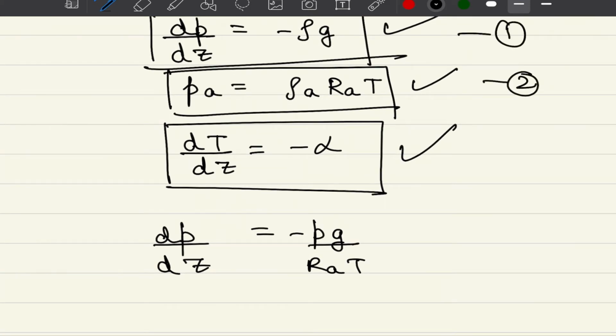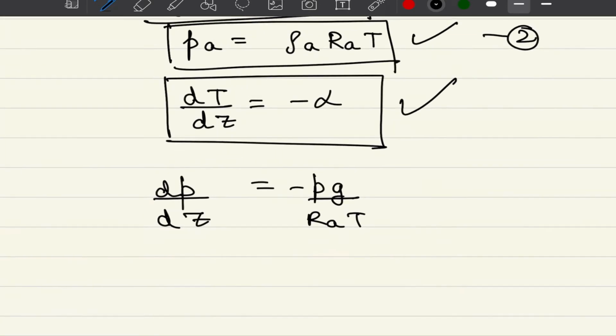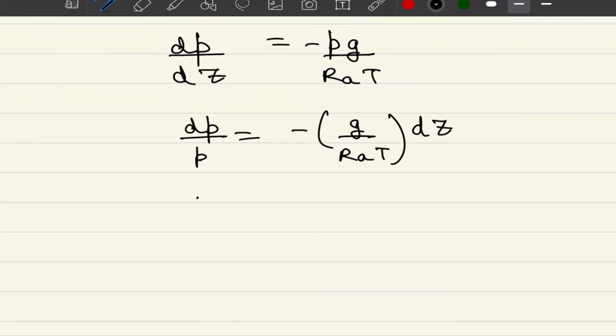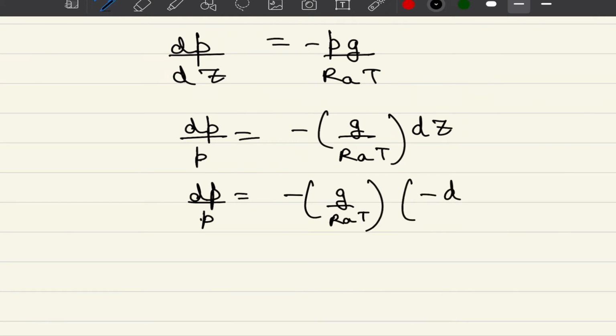So I've substituted the value of rho A, which is estimated for the air column, which has the composition of vapors plus dry air. I can simplify this as dP upon P equal to minus g upon R_A T into dz. And I know that this dz can be written as minus dT upon alpha from the lapse rate equation.